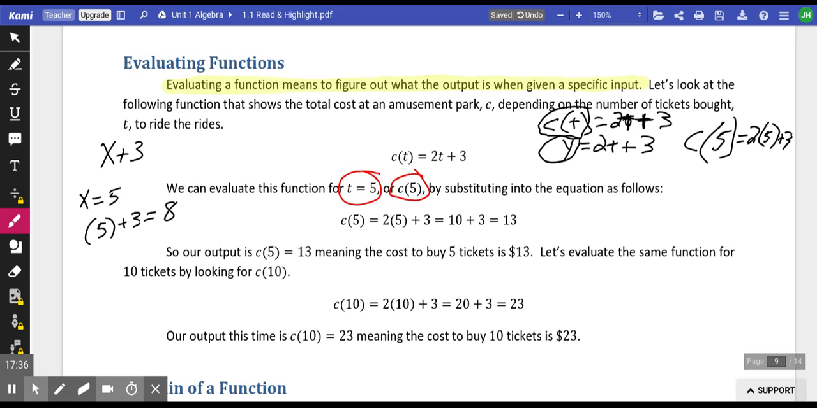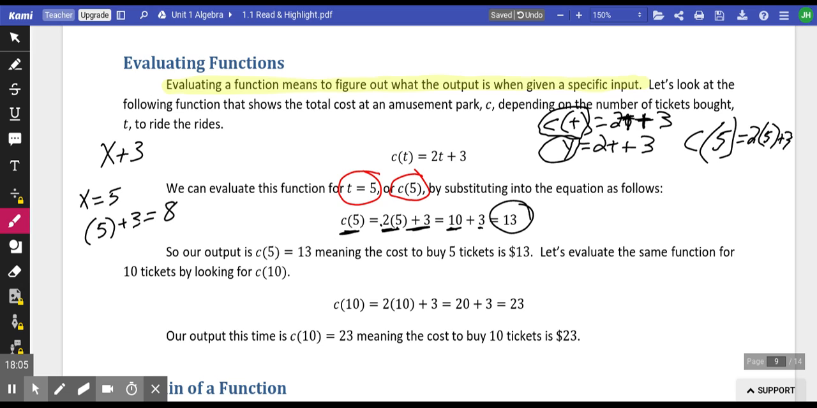So having already read this, hopefully you would be able to see that same thing. Well, here, C of 5 equals 2 times 5. So they put the 5 in, and 2 times 5 plus 3. Well, 2 times 5 is 10. 10 plus 3 is 13. So our output is C of 5 equals 13, meaning the cost to buy 5 tickets is $13.